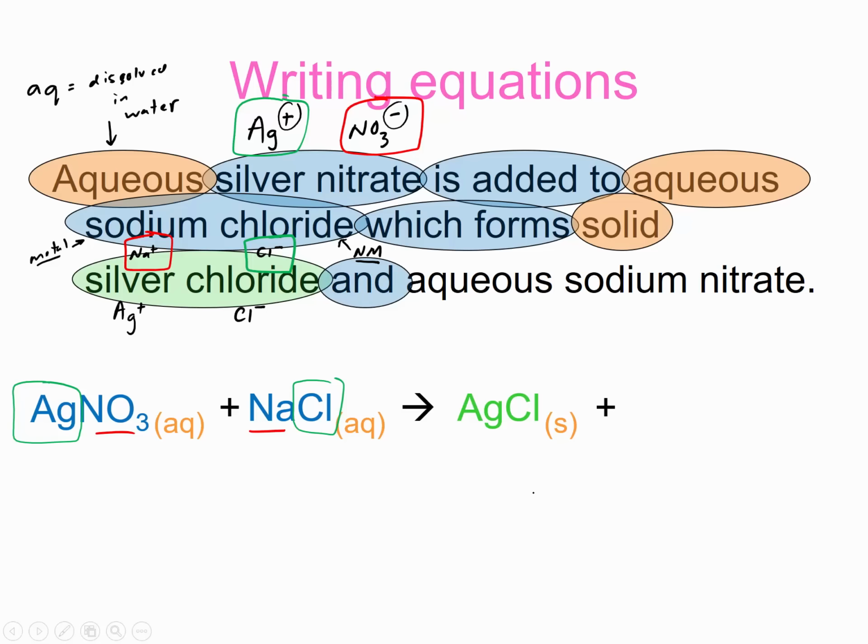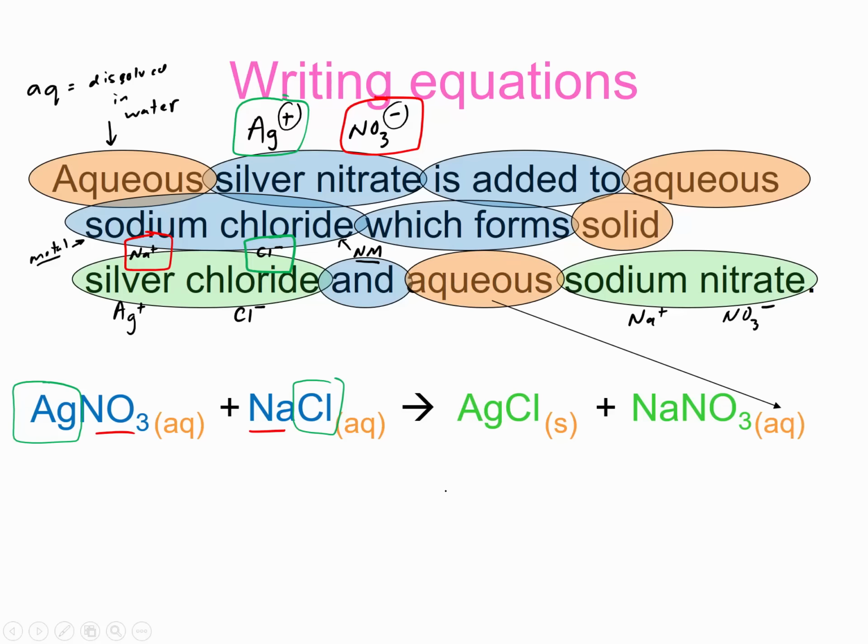It says and your other product, so that would be plus aqueous sodium nitrate. Your 2 ions this time are going to be sodium and nitrate. So again, 1 to 1. It's going to be NaNO3. You would crisscross those charges. And this would be aqueous, so we write parentheses AQ.